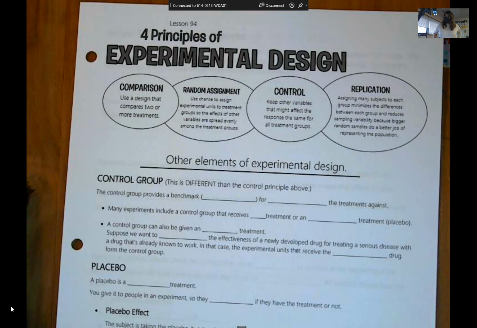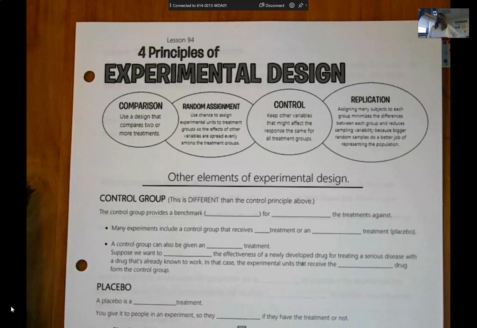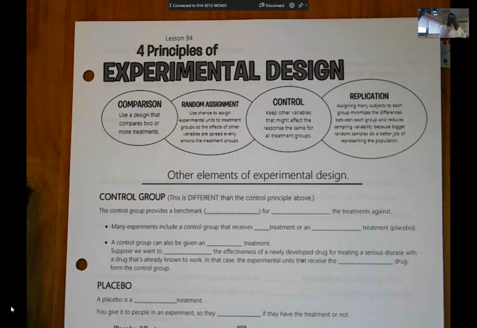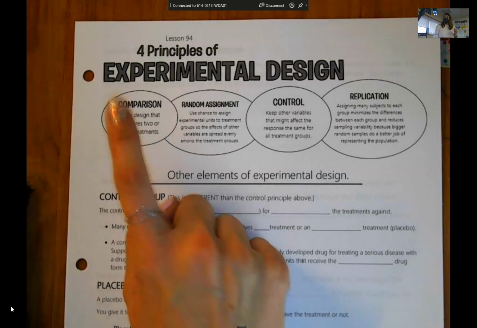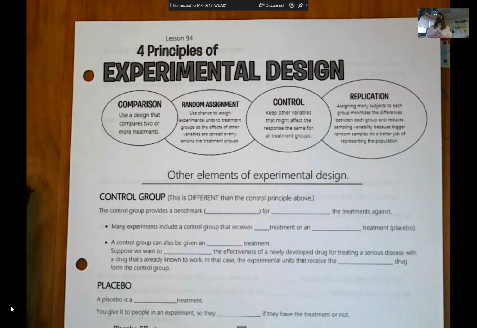Okay, so our 4 principles of design are at the top of page 911, and I don't have any fill in the blanks for those. I just have them listed. So we're going to do a couple of problems where we describe an experiment where we see these 4 things. So the first one is comparison.